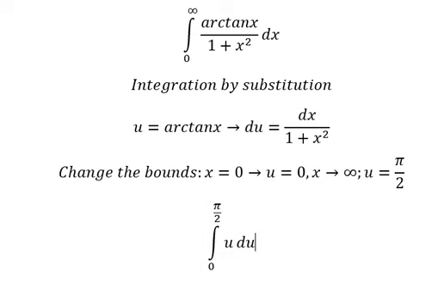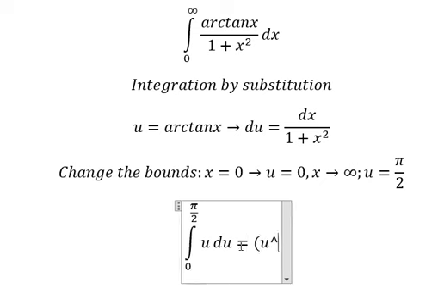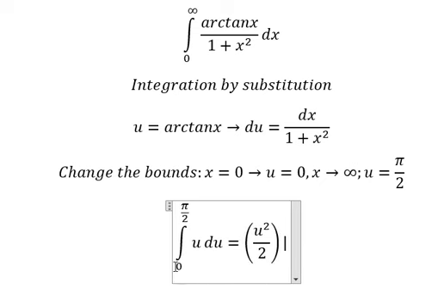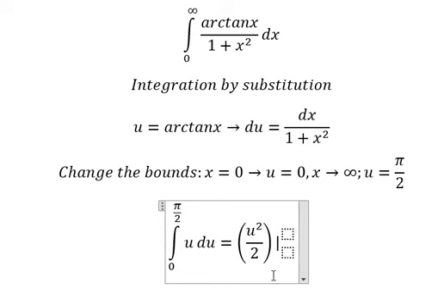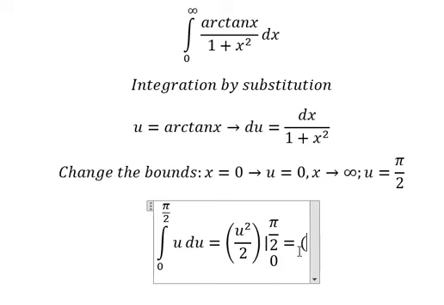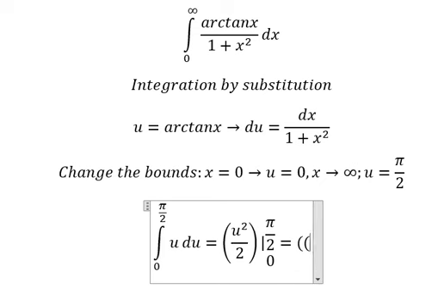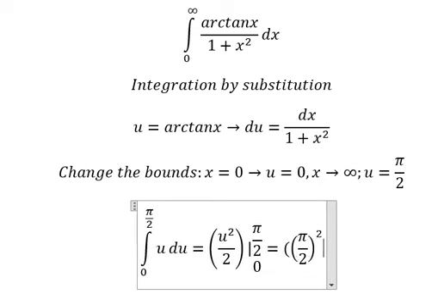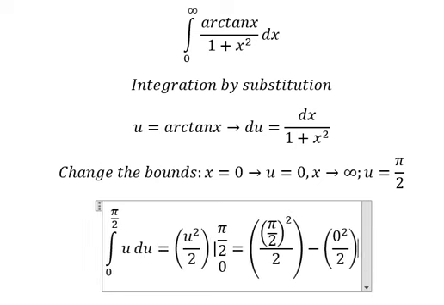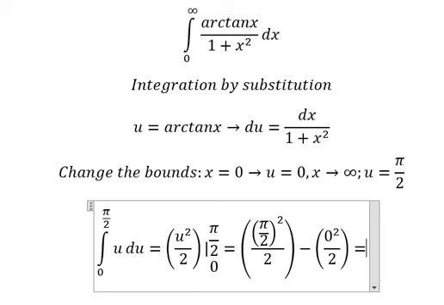The integration of u is u squared over 2. And we put the bounds from 0 to b over 2. Now we put b over 2 in here. And this one we get b squared over 8.